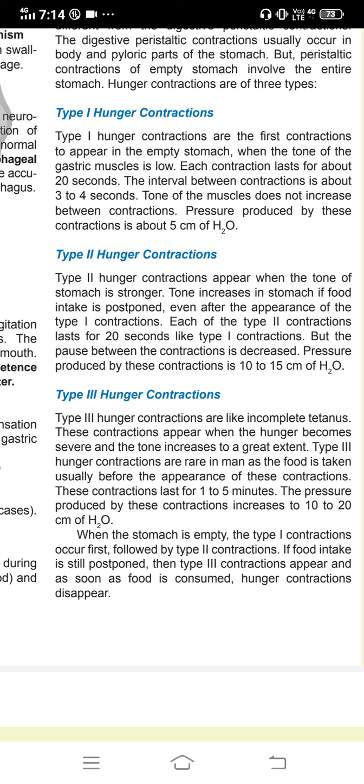Type 3 contractions are like incomplete tetanus. These contractions appear when the hunger comes severely and the tone increases to a greater extent. Type 3 hunger contractions are rare in man as the food is taken usually before the appearance of these contractions. These contractions last about 1 to 5 minutes. The pressure produced by these contractions increases to 10 to 20 cm of H2O. When the stomach is empty, the type 1 contractions occur first, followed by type 2 contractions. If the food intake is still postponed, the type 3 contractions appear. As soon as the food is consumed, these contractions disappear.